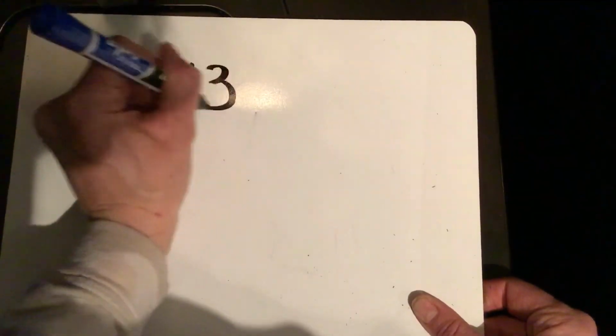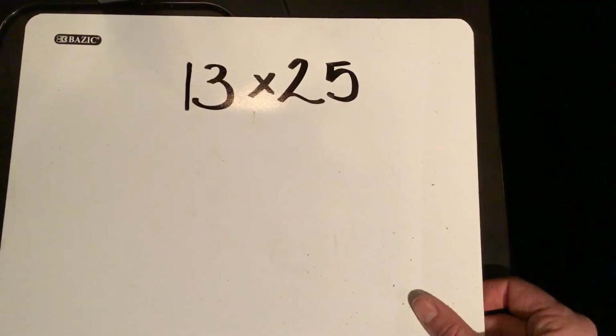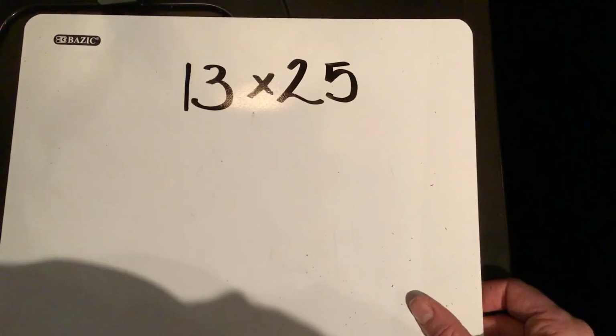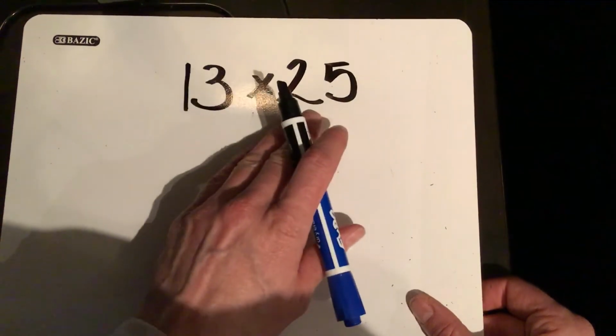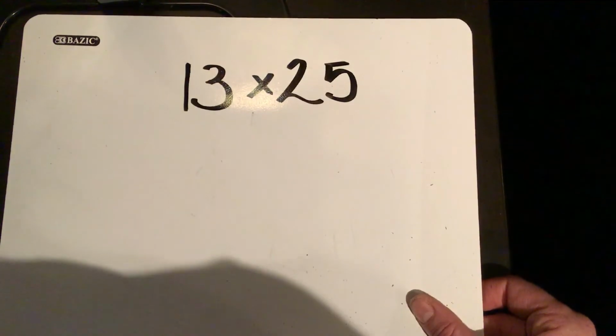So I'm going to take 13. I'm going to multiply it by 25. So I know I need to split just one of the numbers. I am going to split 13 because I should be able to do some skip counting with my multiples of 25 because I think of money.